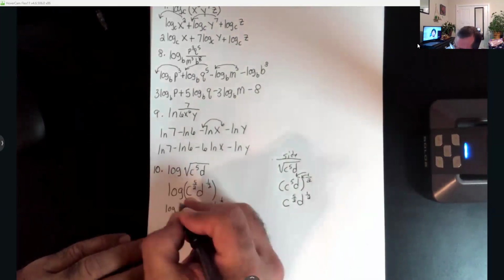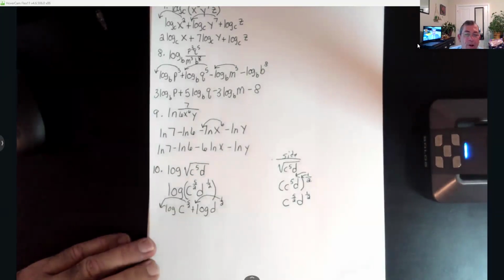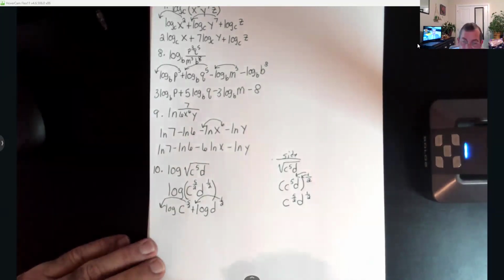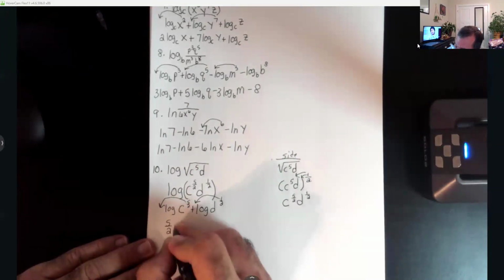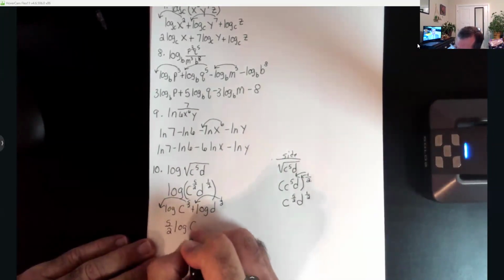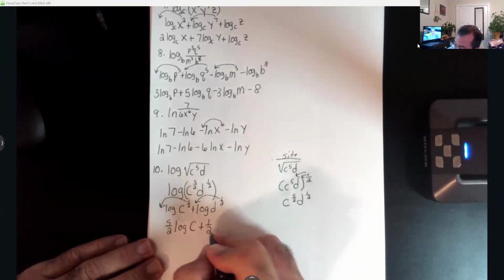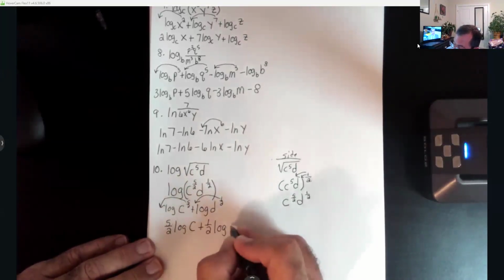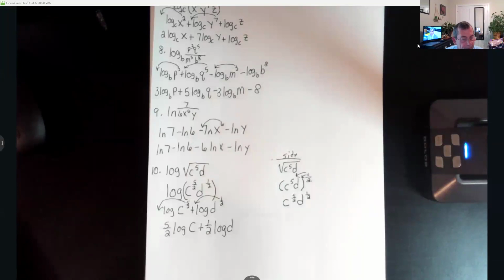Oh, y'all, guess what? We're not done yet. We got one more move, and that's to bring all of our exponents down to the front. So it looks like I'm going to get a 5/2 log c, plus over here, we bring down that 1/2 log d. All right, y'all. So nothing else we can do to that. Final answer.